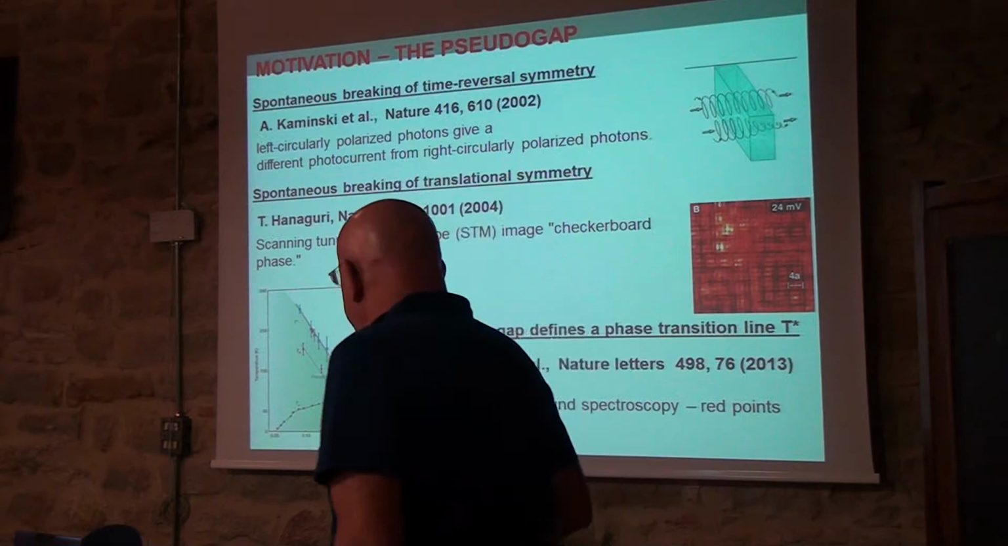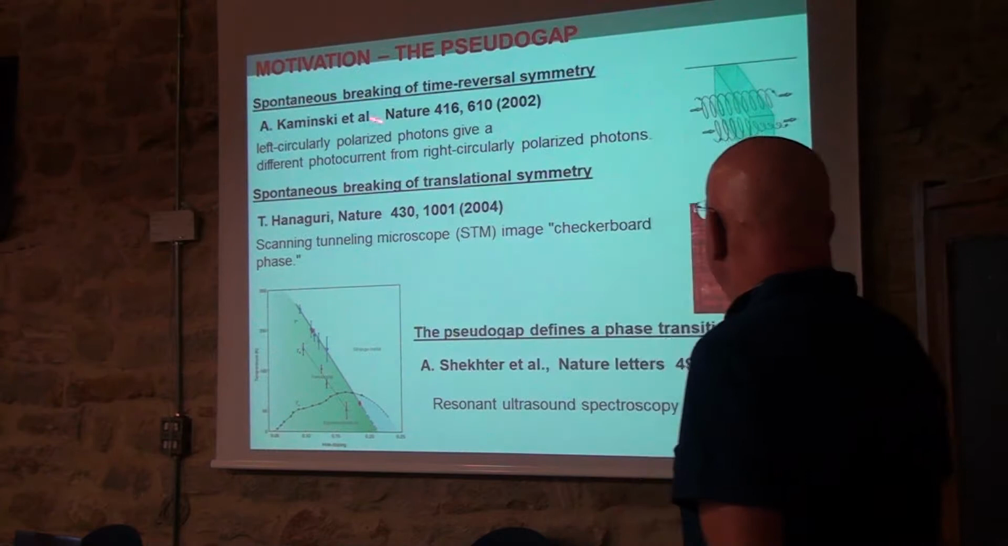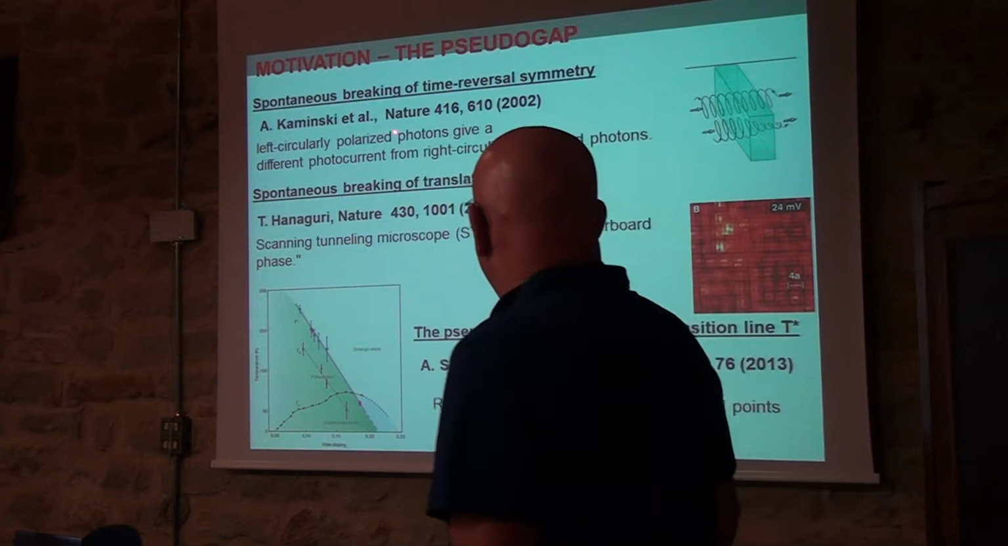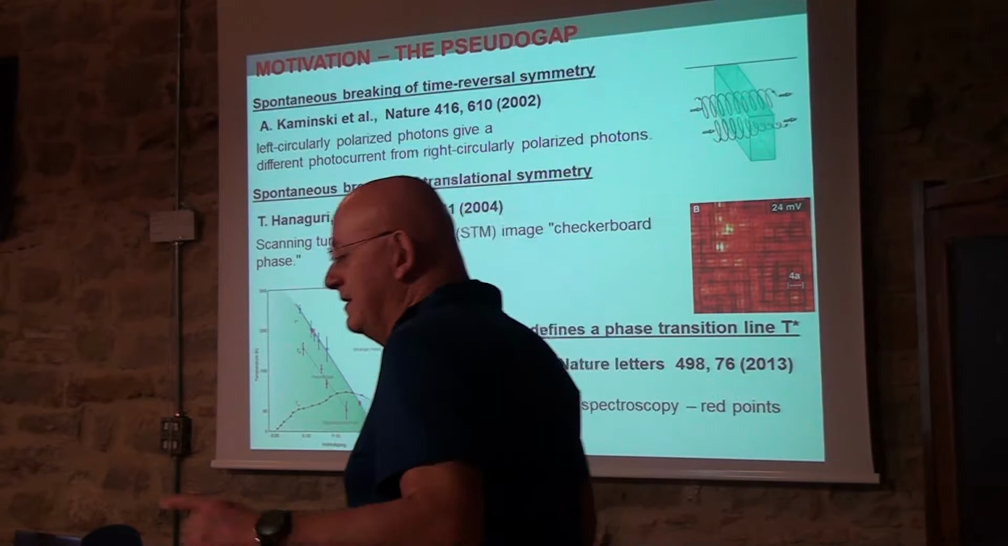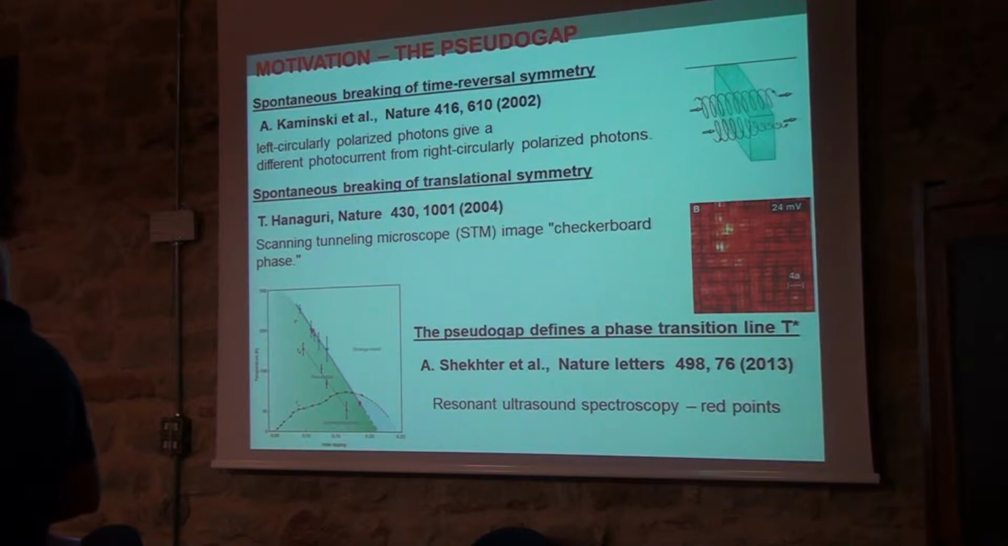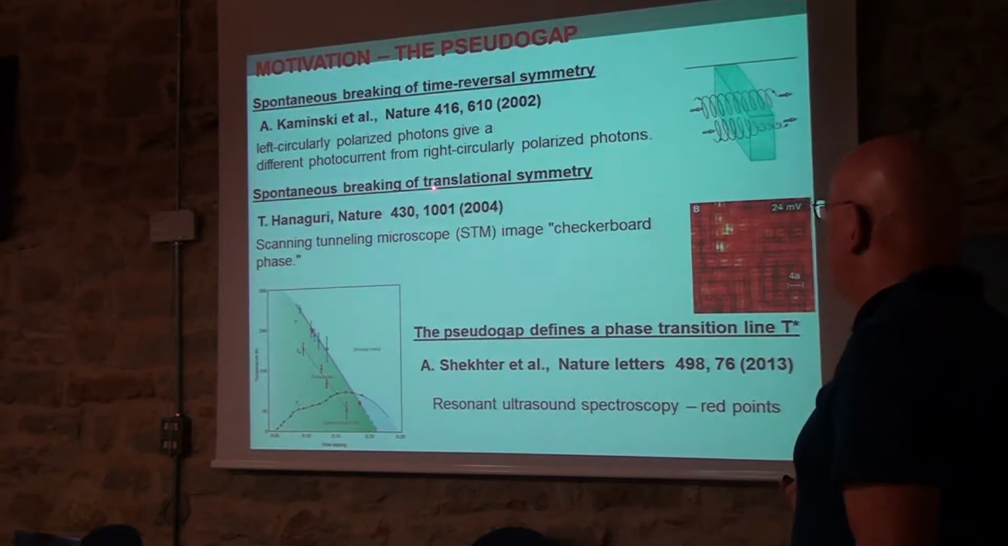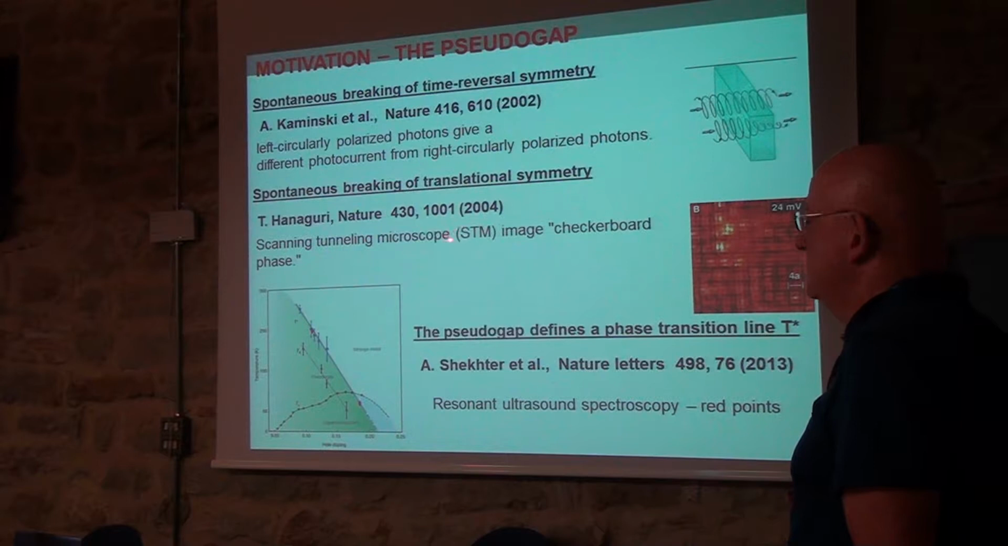The motivation of this work is the pseudogap. As you know, the pseudogap breaks time reversal symmetry spontaneously, as shown in the work of Kaminsky and proved by many others since 2002, in the sense that circularly polarized light that goes in one direction rotates differently from the opposite direction. It also breaks translation symmetry spontaneously, as shown since 2004 by many.